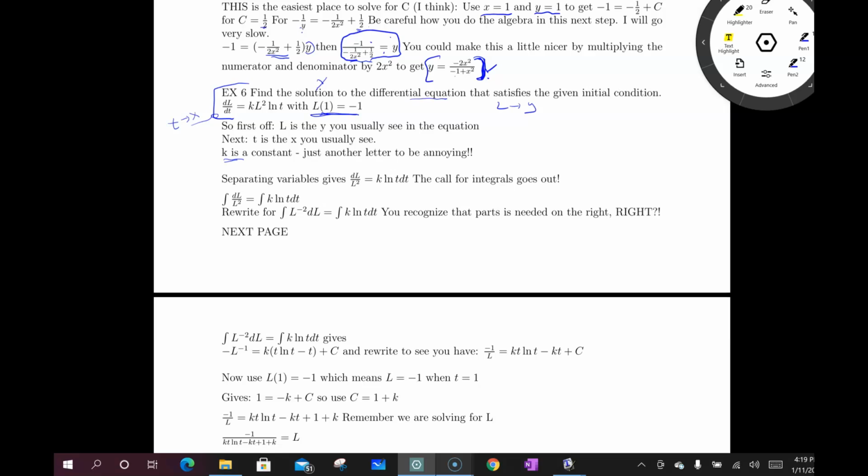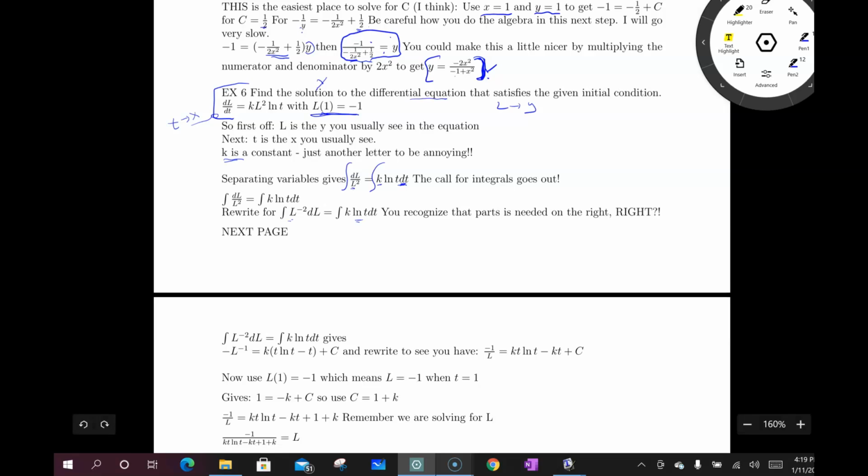Okay, so separating the variables. So multiply by dt, and then I want to divide by L squared. So now I have it, right? dL over L squared equals k ln t dt. Remember, dL and dt must stay in the numerator. k could be on either side because k is just a constant. I'm just going to leave k right here. So let's just rewrite this left-hand side as L to the negative 2.